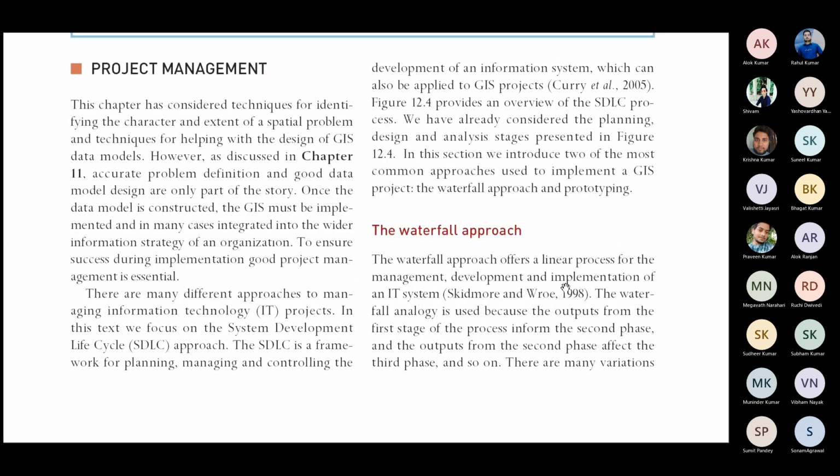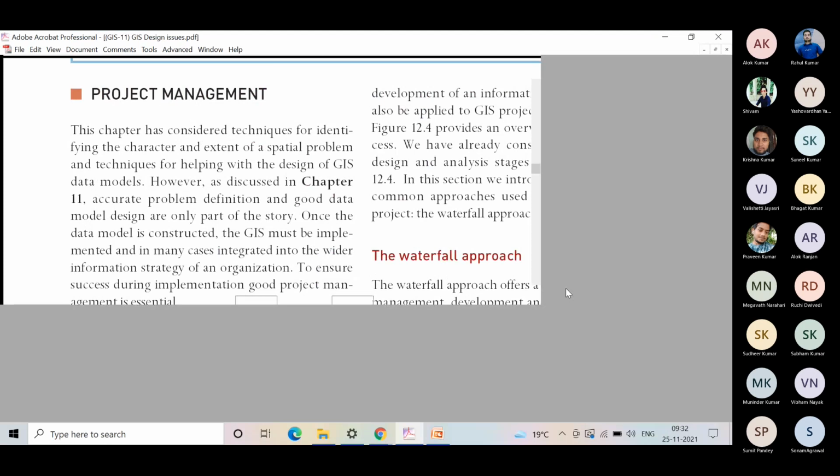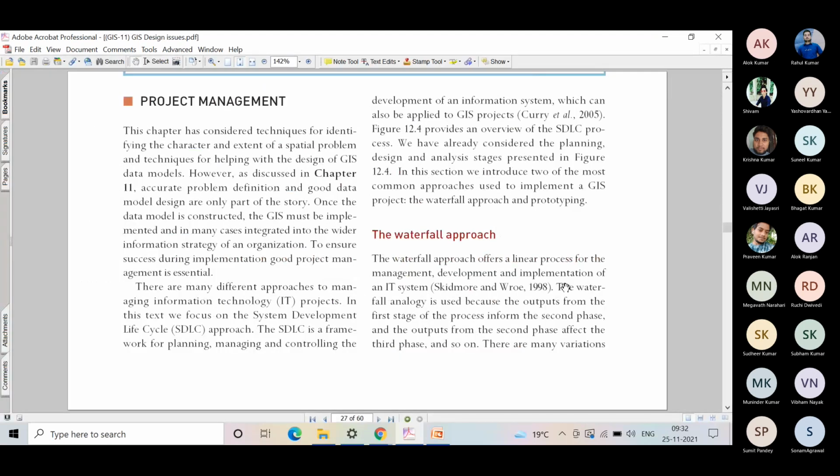After that, there is project management. First I will give you a 10 minute break, and thereafter I will cover the rest of the presentation. 10 minutes break.